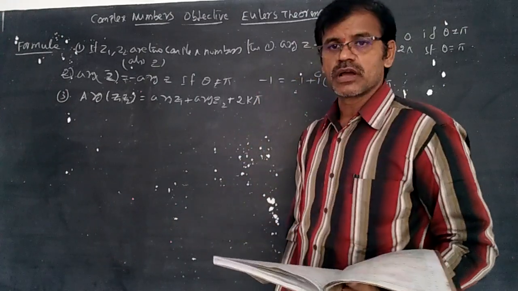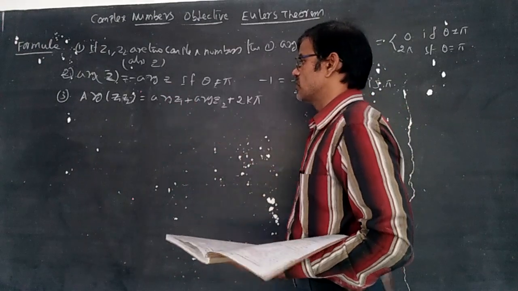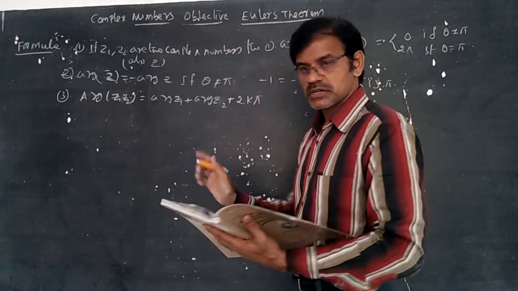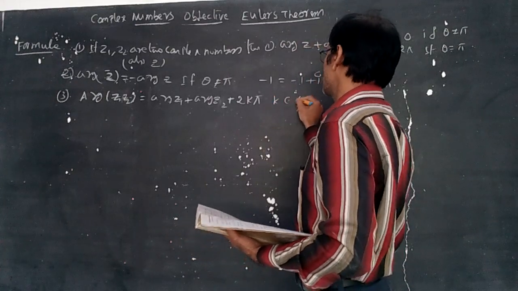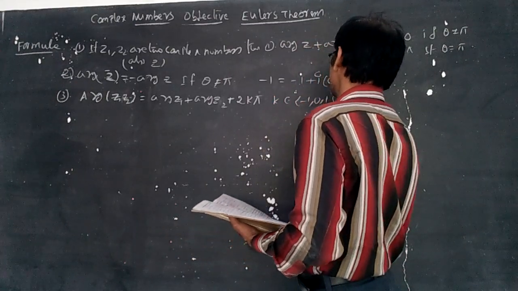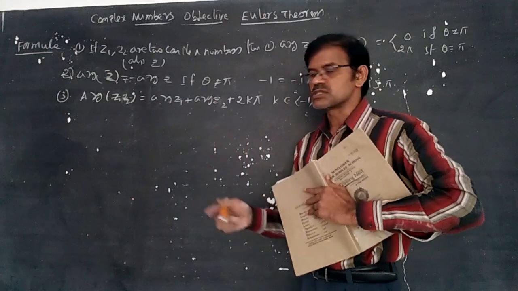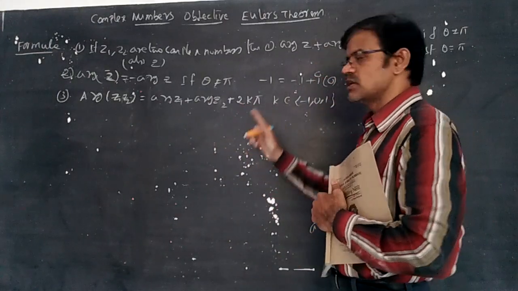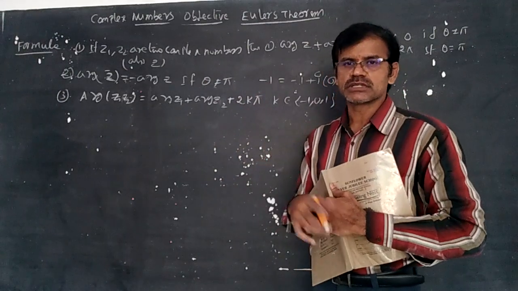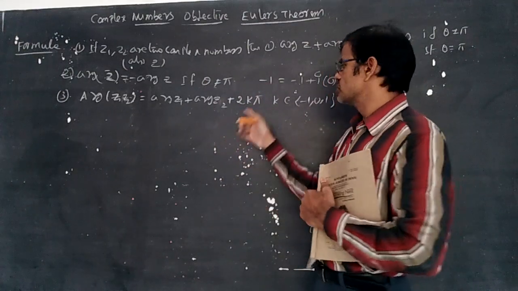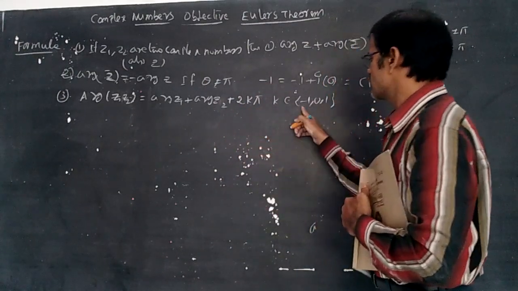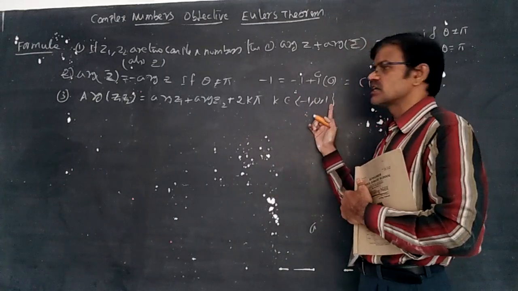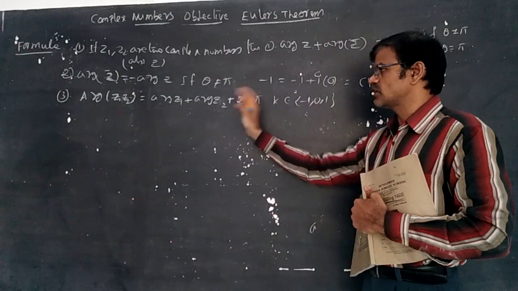Log ab is equal to log a plus log b. So argument of z1 z2 is equal to argument z1 plus argument z2 plus 2k pi. But here k belongs to the set minus 1, 0, 1. That is rotations: minus 2 pi, minus 4 pi, minus 6 pi like that. So 2k pi means the number of rotations depends upon the angle, 2 pi, 4 pi like that. Minus 1 indicates the negative direction and 1 indicates the positive direction. 0 is nothing but 0.